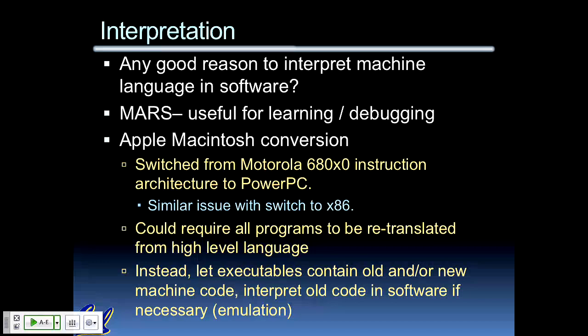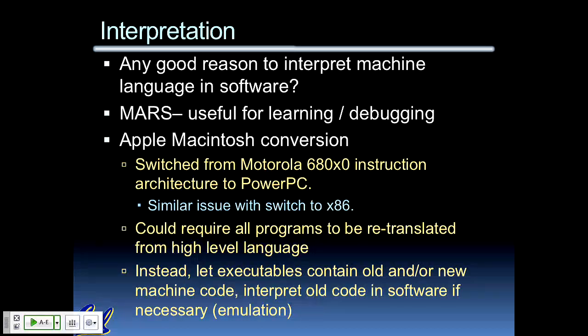Another interesting case study is when a company changes instruction sets. So when the Apple Mac first came out, it was based on the Motorola 68000 ISA. And this was one of the early 16/32-bit processors.